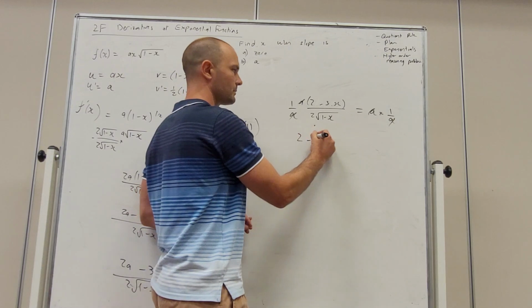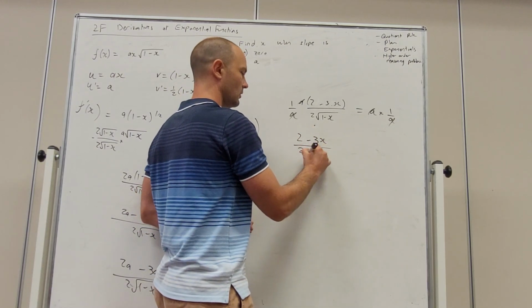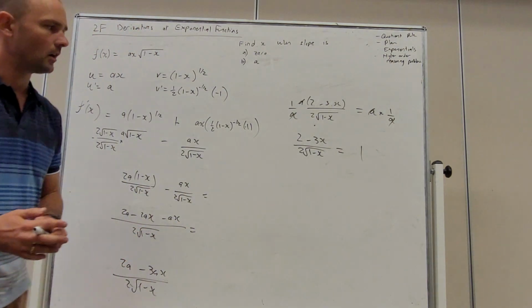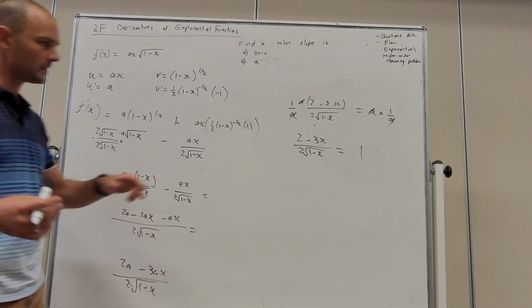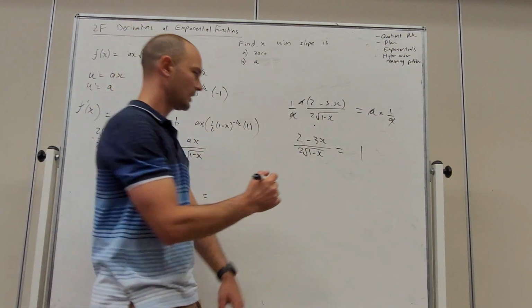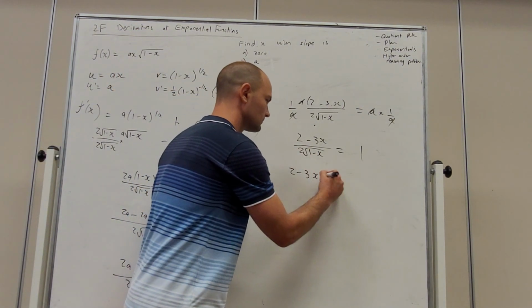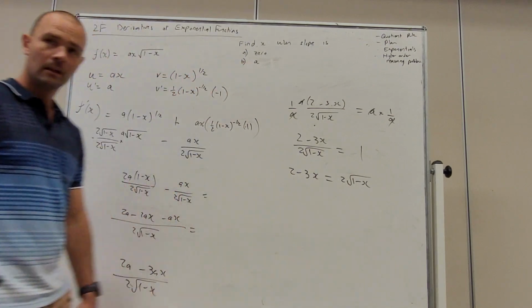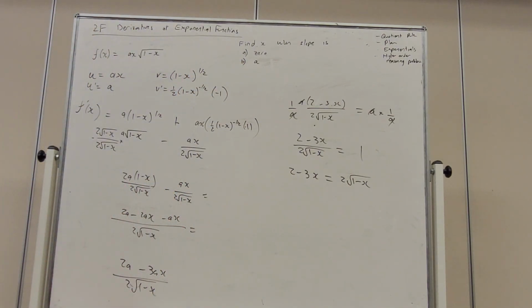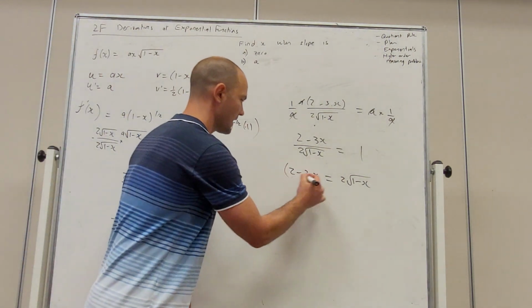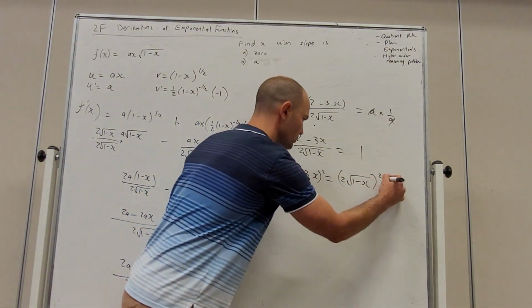So what we're left with is 2 take 3x on top of 2 times the square root of 1 take x equals 1. Okay, so it's an equation. We're going to try solve this. I'm going to multiply both sides by 2 square root 1 take x. So move that term up there. Now I've got this square root, I need to get rid of that. I'm going to square both sides, so I'm going to raise both sides to the power of 2.